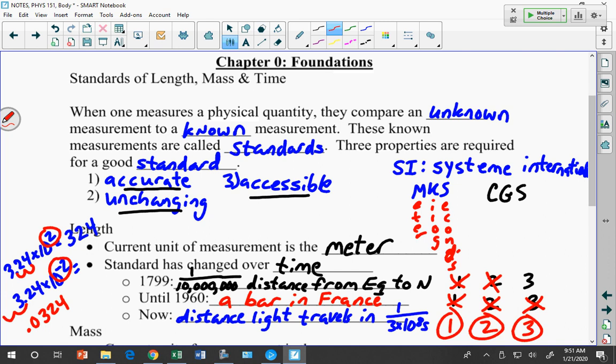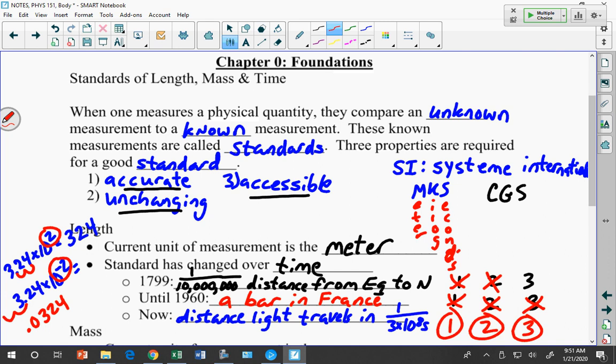It's also, what's the second one? Unchanging. As far as we know, the speed of light doesn't change. We have no reason to think that it does, and it's never shown any change, as long as we've been measuring it. And then finally, it's accessible. Anybody can measure the speed of light. It's really easy to measure the speed of light.